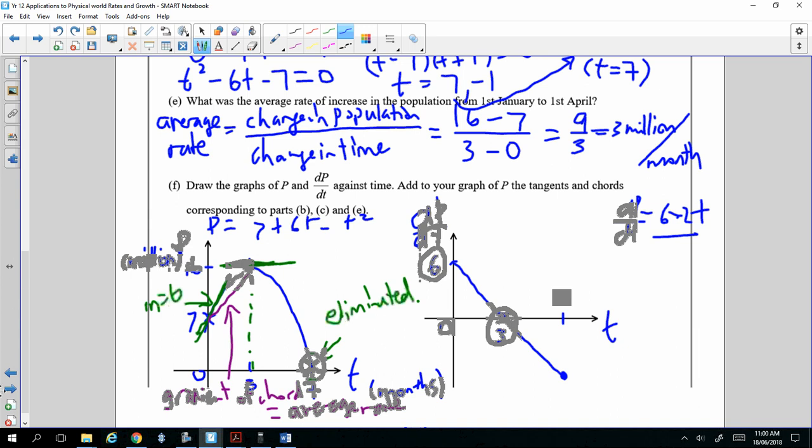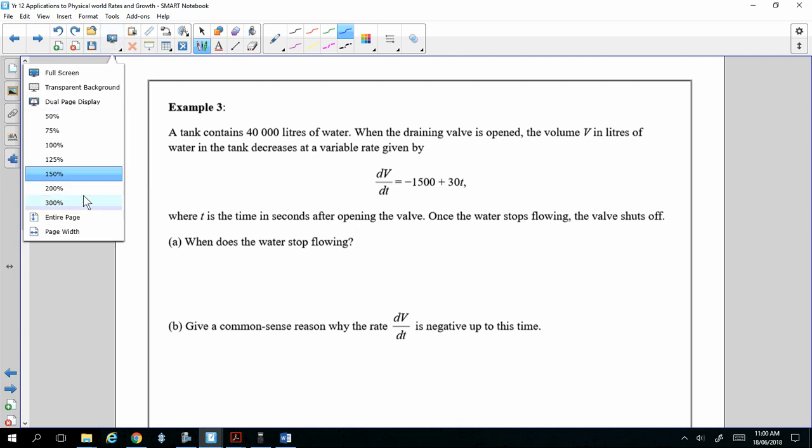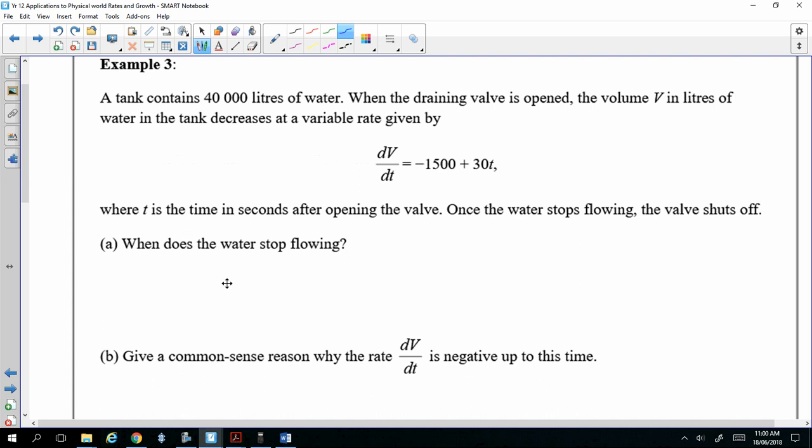Okay, let's look at this problem. Now, this question is about rate. It says a tank contains 40,000 liters of water. When the draining valve is open, the volume of water in the tank decreases at a variable rate given by this. Okay, so t is the time in seconds after opening the valve. So this is a rate of decrease after opening the valve. So read the question carefully. T is the time in seconds after opening the valve. And V is the liters in the tank.